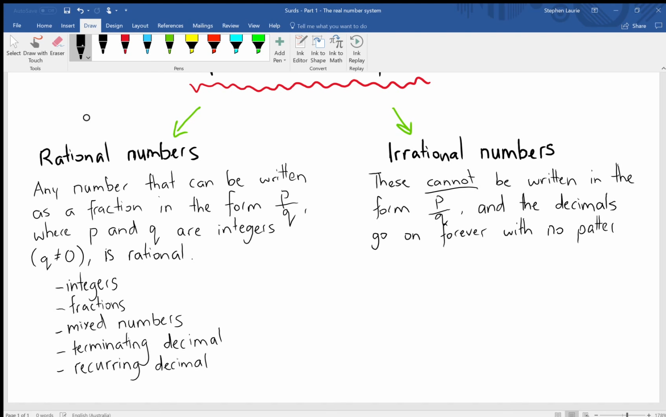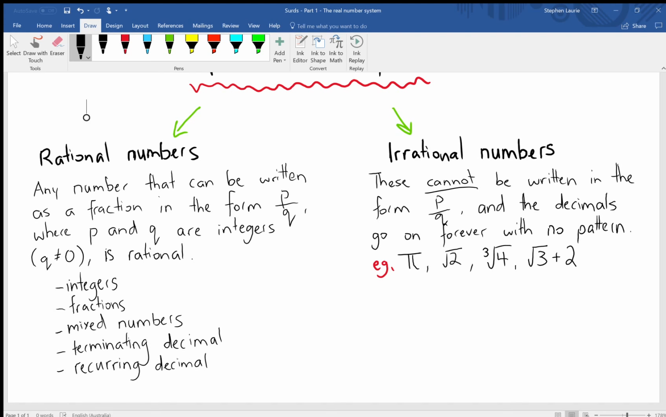Now you guys know some irrational numbers already. Have a think before I say any. What are some irrational numbers that you know? Pi, that's a common one. That's irrational. Square root of 2, that's irrational. Here are some other ones. The cube root of 4, or the square root of 3. Or even if we take the square root of 3, which is irrational, and add 2, it's still irrational. The decimals go on forever.